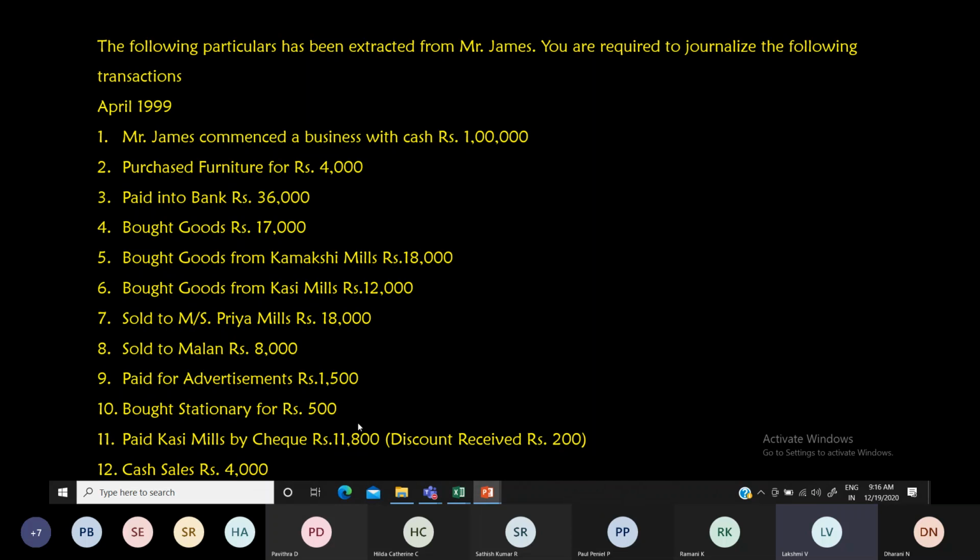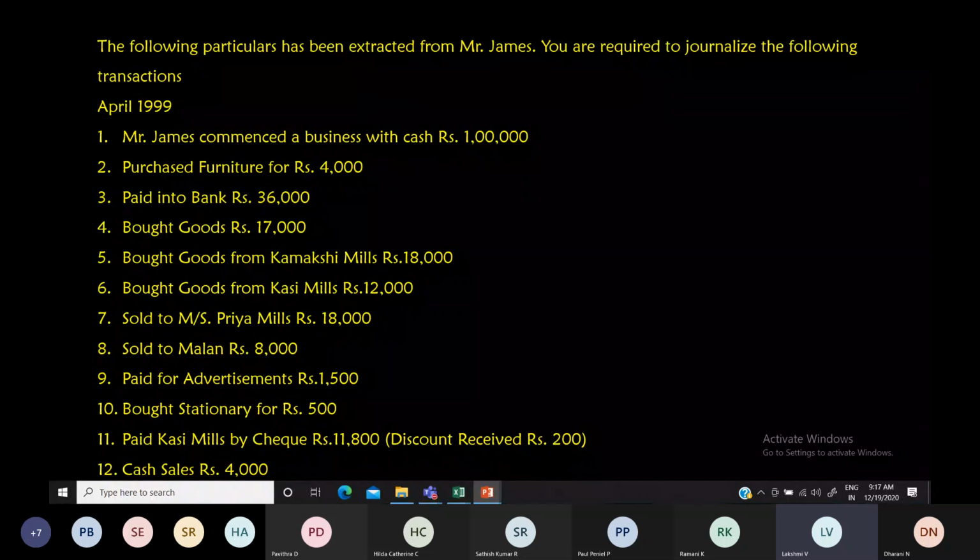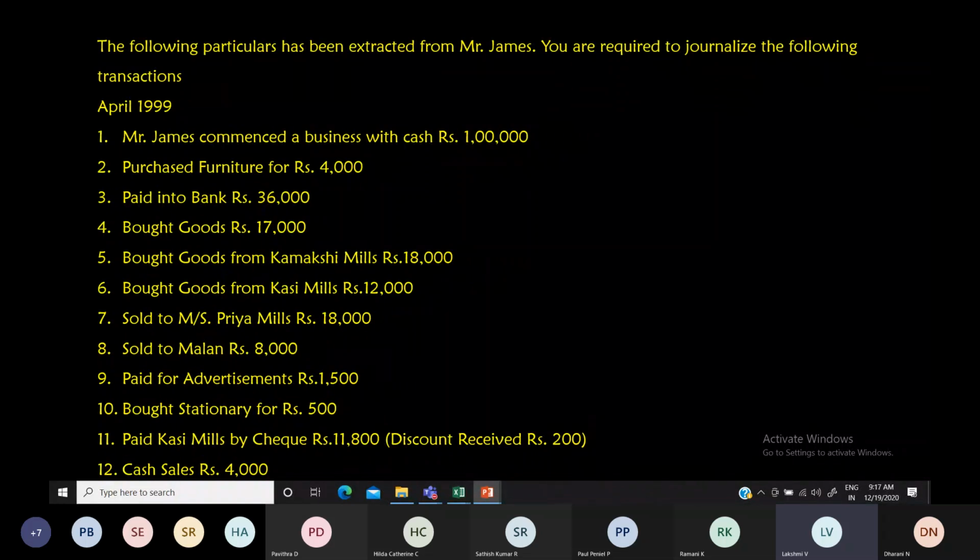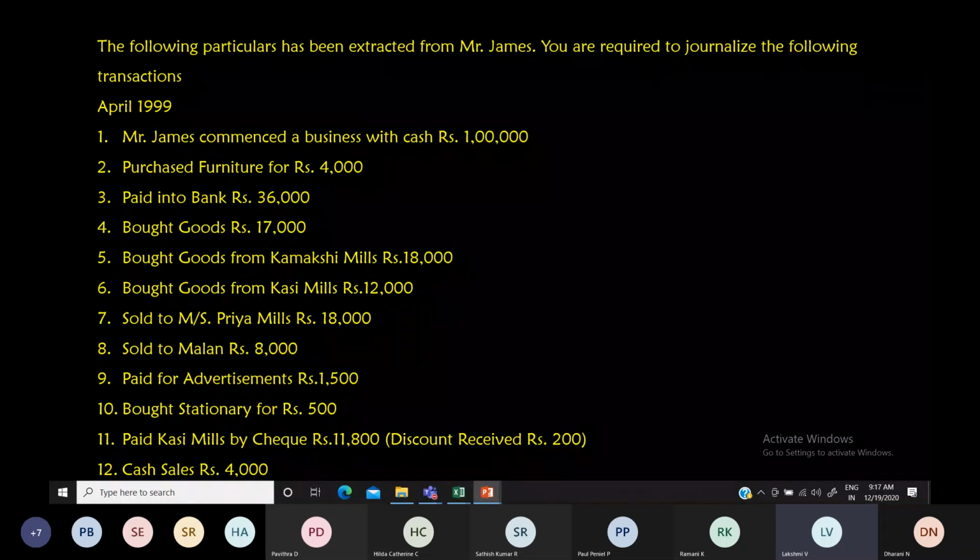In that case, you have to calculate the transactions from the beginning. You have to go through the entire transactions and find out how much amount you actually have to pay him now, how much you are paying him. All those things you have to consider and find out the discount allowed or discount received. When discount allowed will be coming and when discount received will be coming, you will be knowing that very well.